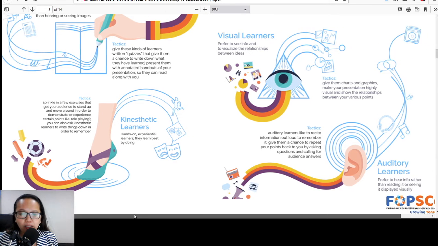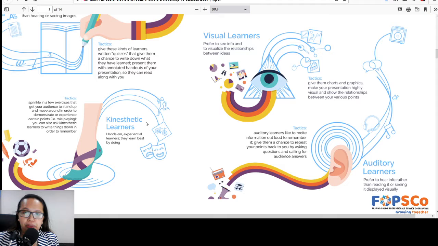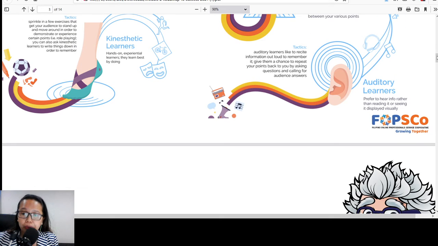And of course, next we have the visual learners. The visual learners prefer to see info and to visualize the relationships between ideas. For the tactics, give them charts and graphics, make your presentation highly visual, and show the relationships between your various points. And finally, we've got the auditory learners.